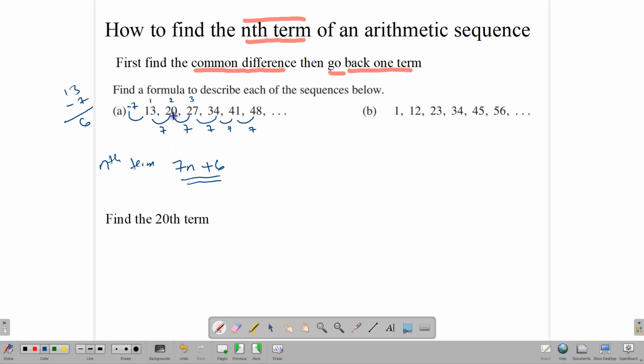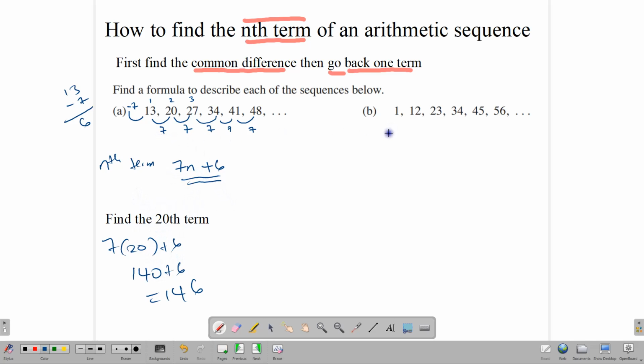The second term, substitute 2. 7 times 2 would be 14. 14 plus 6 gives us 20. And if we wanted to find the 20th term, it would be 7 times 20 plus 6. And this is 7 times 20 is 140 plus 6, which gives us 146. And so sometimes your question may ask you to use the nth term to generate some other term. So this is how we find it.